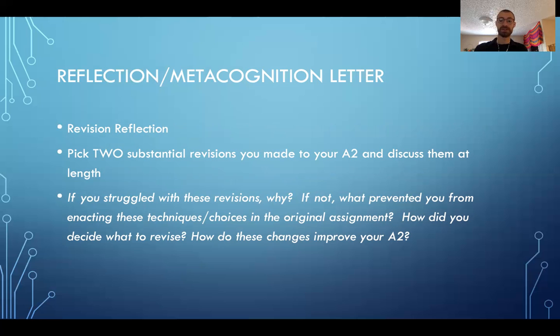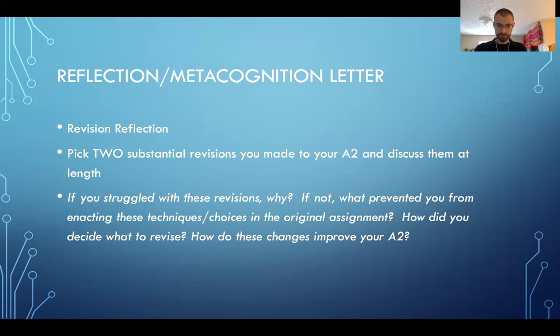And so what I want you to do is pick two substantial changes, revisions that you made to your A2, and discuss them. Let's say in your argument paper, you didn't do such a good job with topic sentences, and so the focus of your paper drifted. That would be a good thing to talk about. To say, I saw that these weren't guiding the paper that well, and so I made a change to help focus it, keep the reader, the audience involved. And then you pick another one.